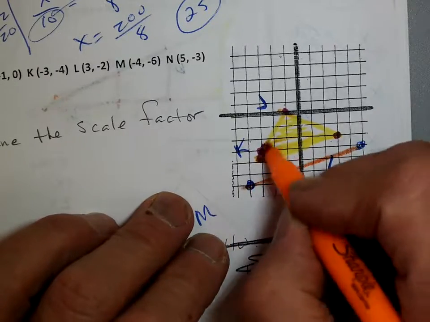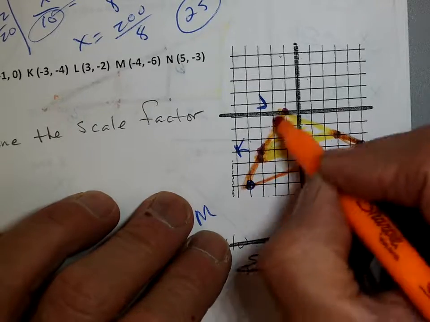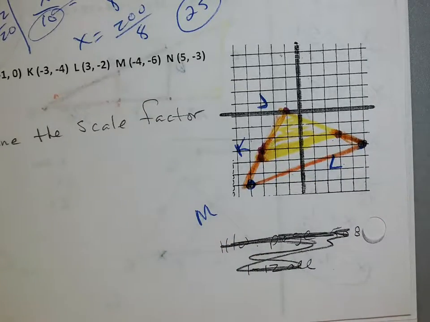Wait, but if you dilate a triangle, don't all the points move? Yes, they would. I just put one of my points in the wrong spot. That's me not knowing how to graph. But then would there be 3 new ones? No, I just put that in the wrong spot. Let's see if it is. Scale factor. Okay, now. Caleb's having a rough day.